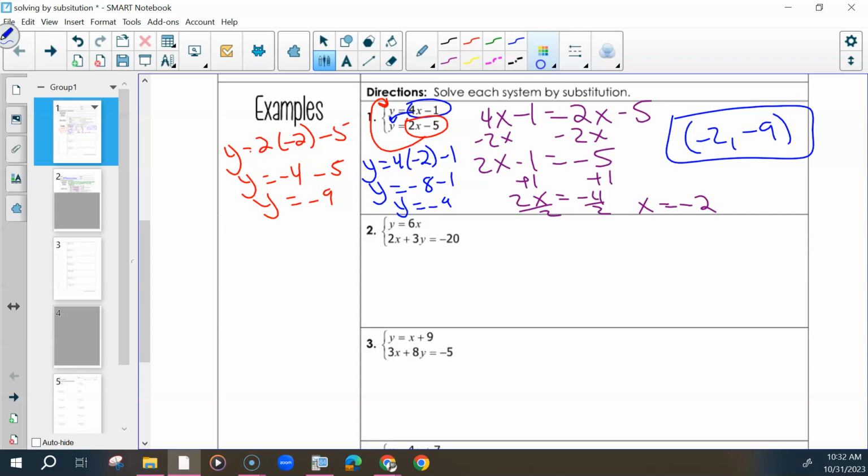For number 2, look at both equations. This one is solved for y, this one is not. We don't need to do anything with that because it's not. We're going to take this expression and put it into the other one where y is. So we're going to rewrite it. 2x plus 3, instead of this y, you're going to put in the expression 6x, and put the rest of it.